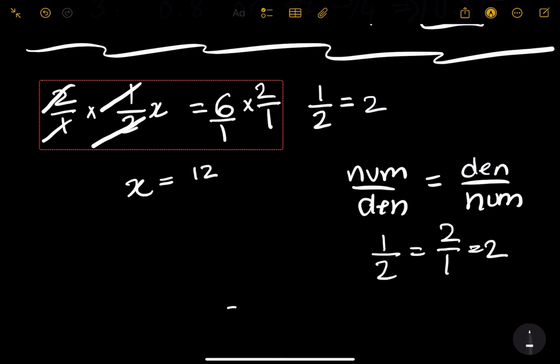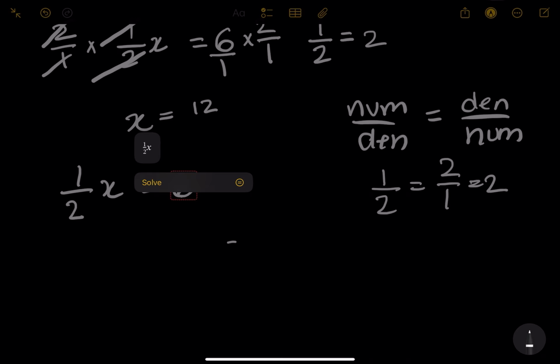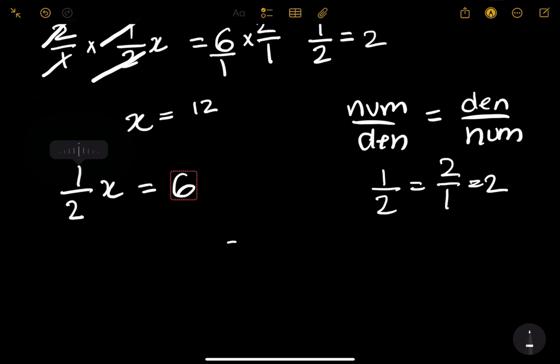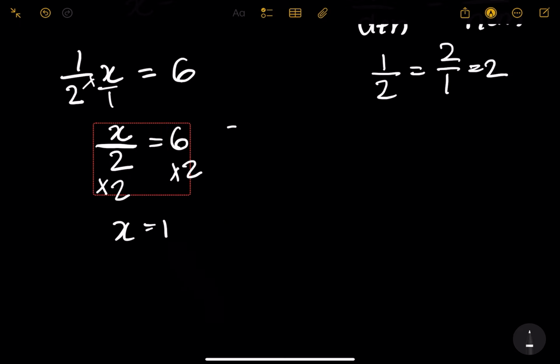But another way we can do this, let's say 1/2 x is equal to 6, we can take the x and multiply by that 1, because if you think about it, it's x over 1, so then you multiply it. So then that would be x over 2 is equal to 6. So then the opposite of division would be multiplication. So we multiply both sides by 2, and we get x is equal to 12.